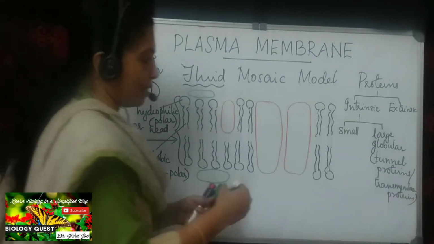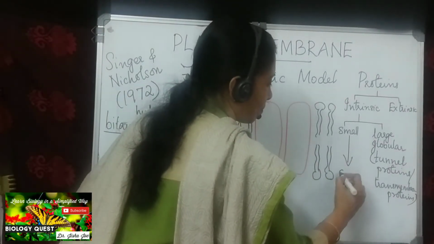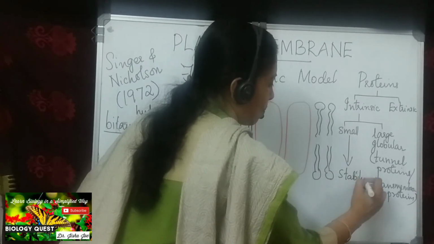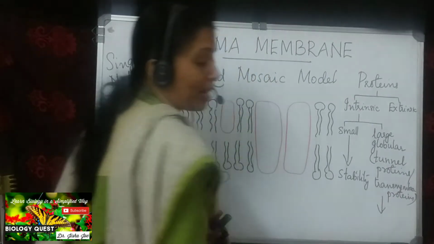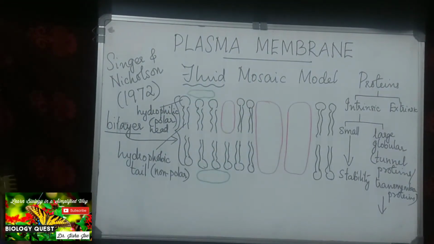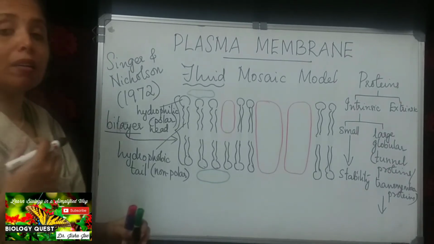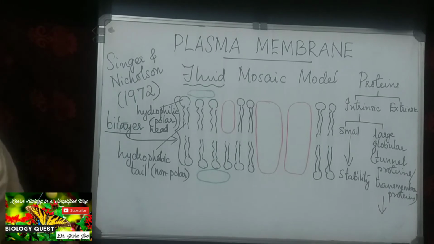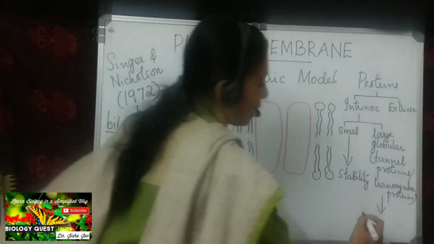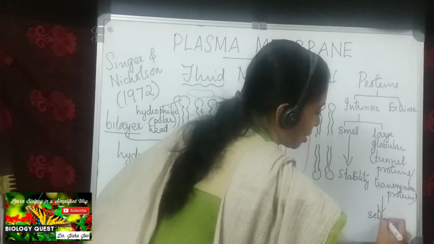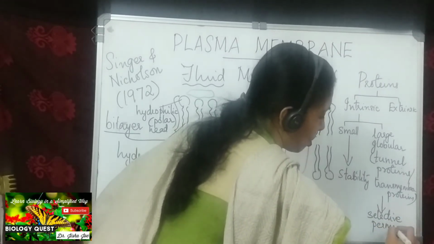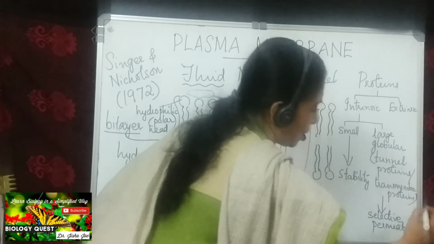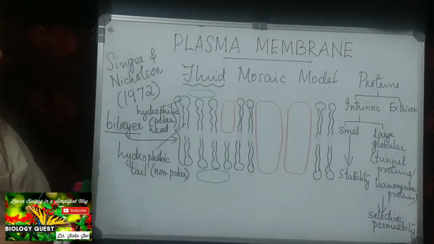The small proteins give stability to the phospholipid bilayer, whereas the tunnel proteins or the transmembrane proteins are concerned with the transportation of substances through the phospholipid bilayer. They provide selective permeability to the plasma membrane. Selective permeability to the plasma membrane is provided by the tunnel proteins or transmembrane proteins.